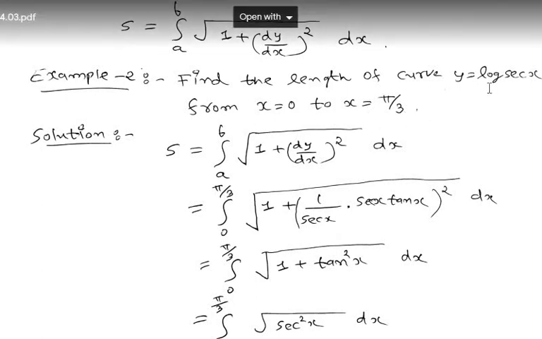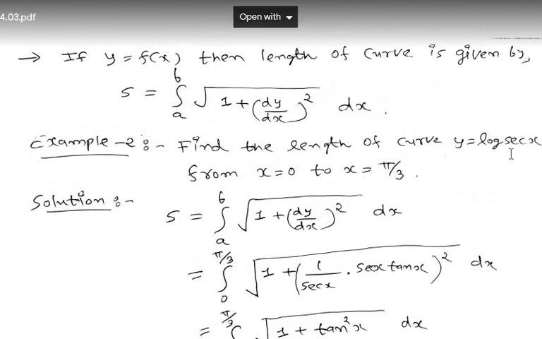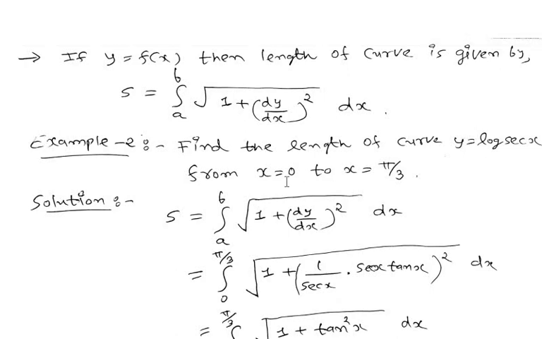Now this curve is of the form y equals a function of x, right? To find the arc length for this curve from x equals 0 to x equals pi by 3, we will use this formula, right? That is, the integration from a to b of the square root of 1 plus dy by dx the whole square dx. Here the value of a is 0 and the value of b is pi by 3.